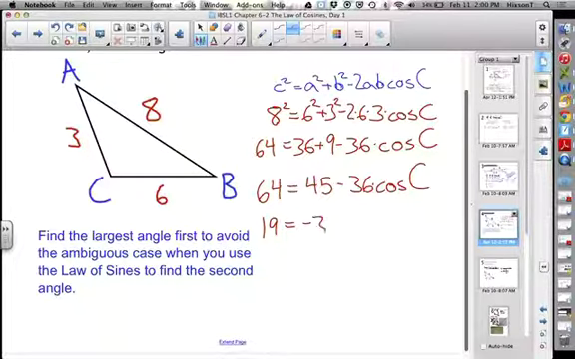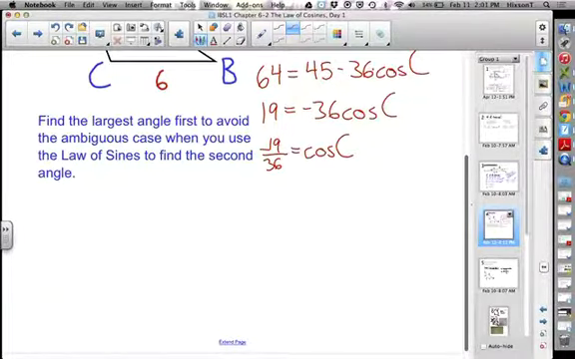Okay, and that's a negative 36 cosine C. So now I divide by negative 36. And I know that cosine of angle C is going to be negative 19/36. And that's negative 0.5 something. So now you hit inverse cosine.